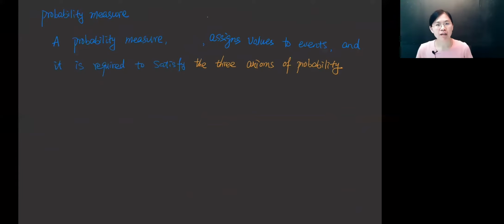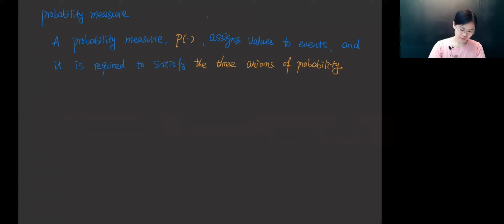Now we are ready to define the concept probability measure. What is a probability measure? A probability measure is a function that is typically denoted by P. It assigns values to events. And the values it assigns to events are required to satisfy the 3 axioms of probability. The 3 axioms of probability are some intuitive requirements that we all can agree that probability models should satisfy.